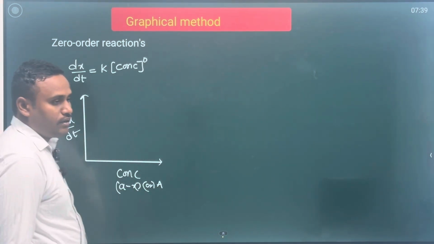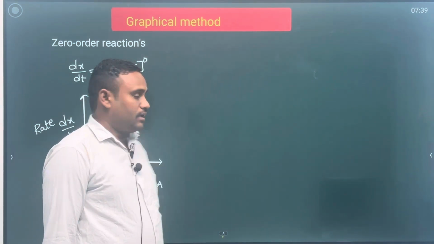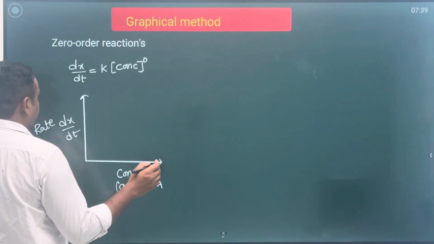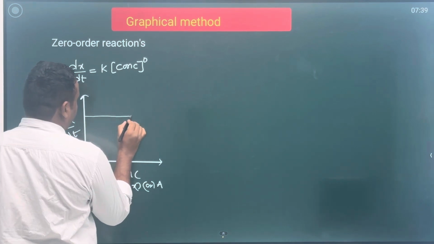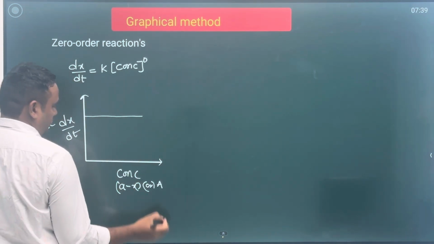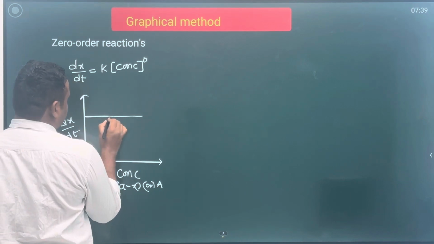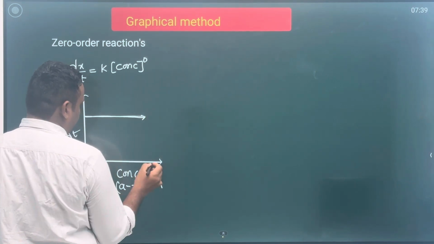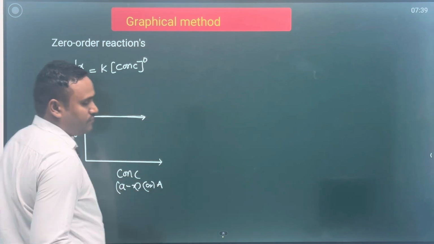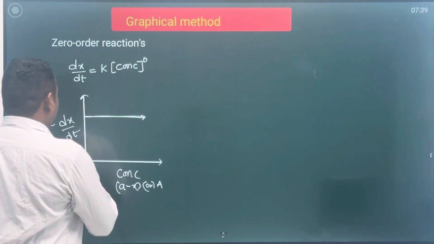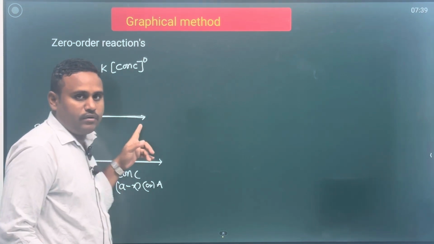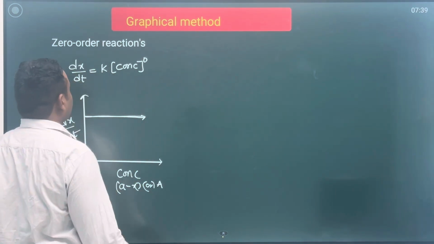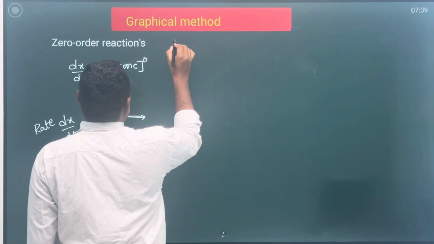So when you draw the graph between the rate of reaction and concentration, here the rate of reaction does not depend on the initial concentration. So we get such a type of curve. Now when you get this type of curve, rate versus concentration, it will be a zero order reaction. Next, first order reaction.